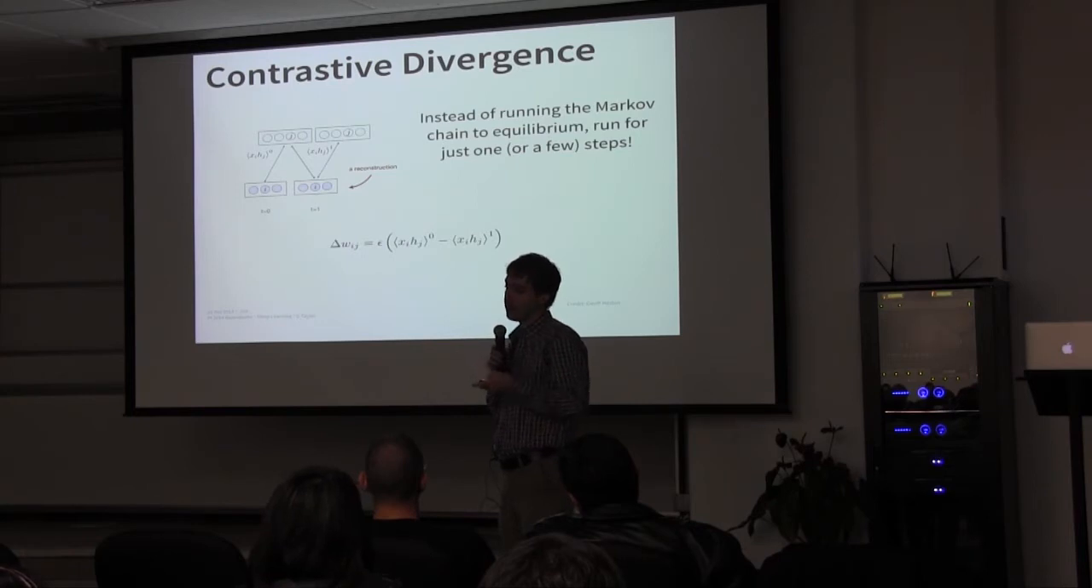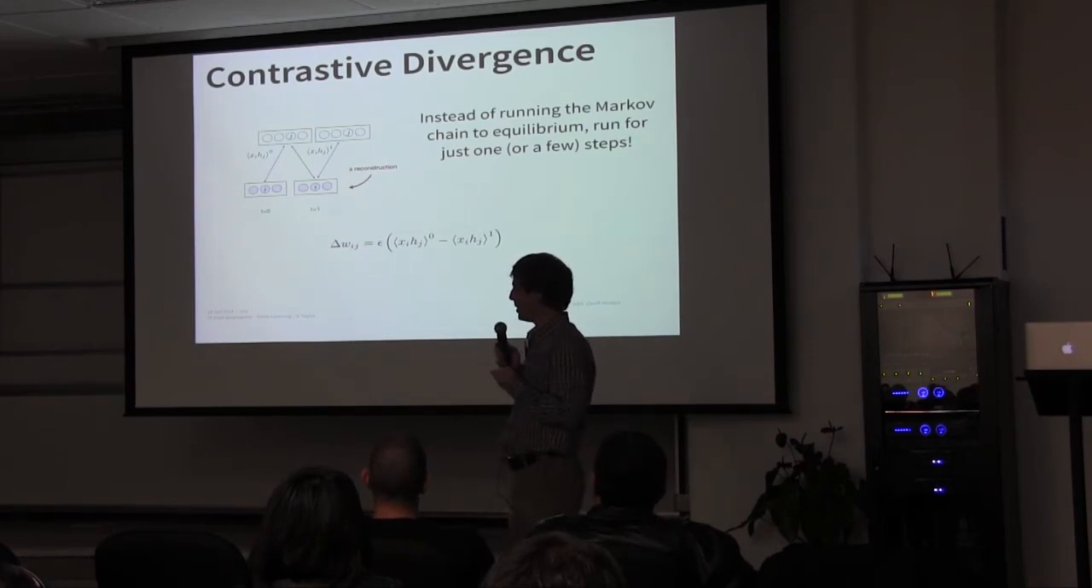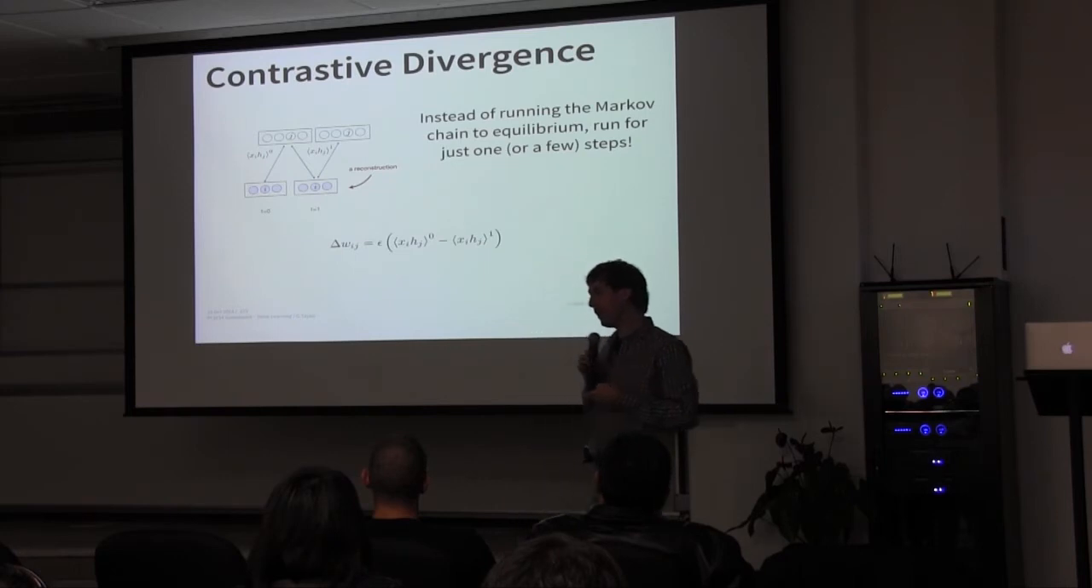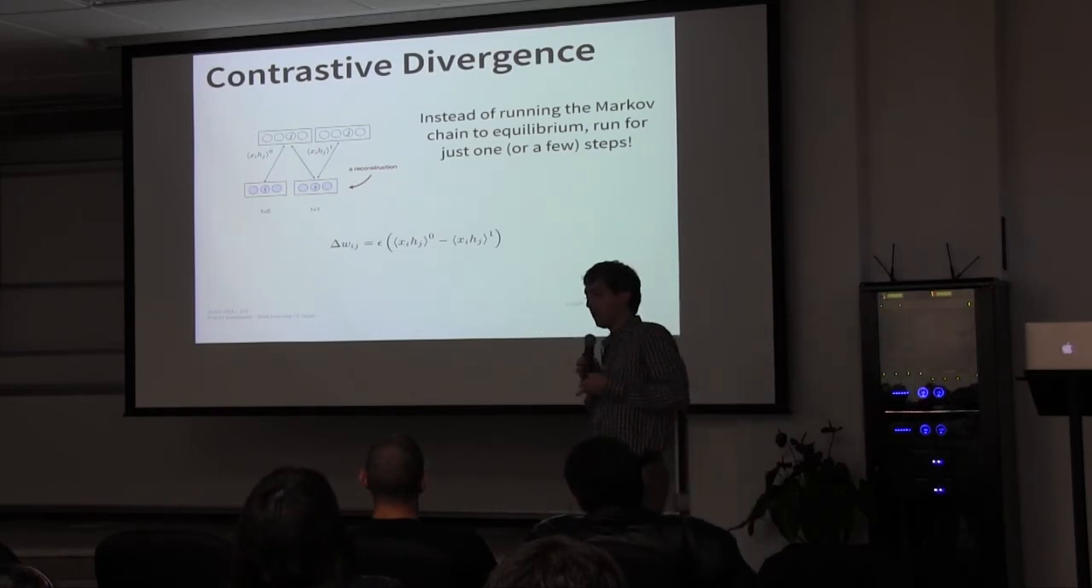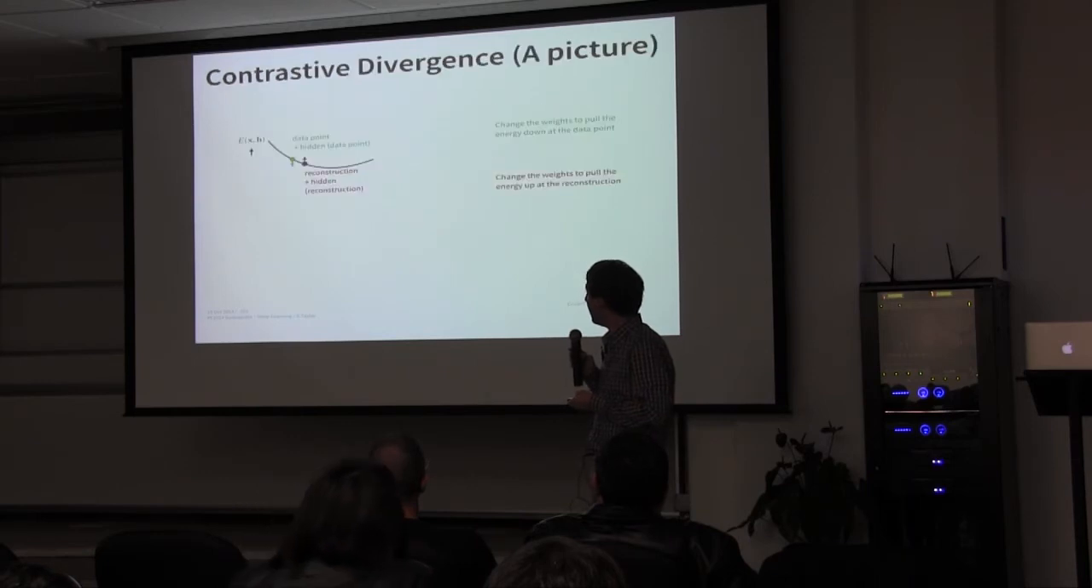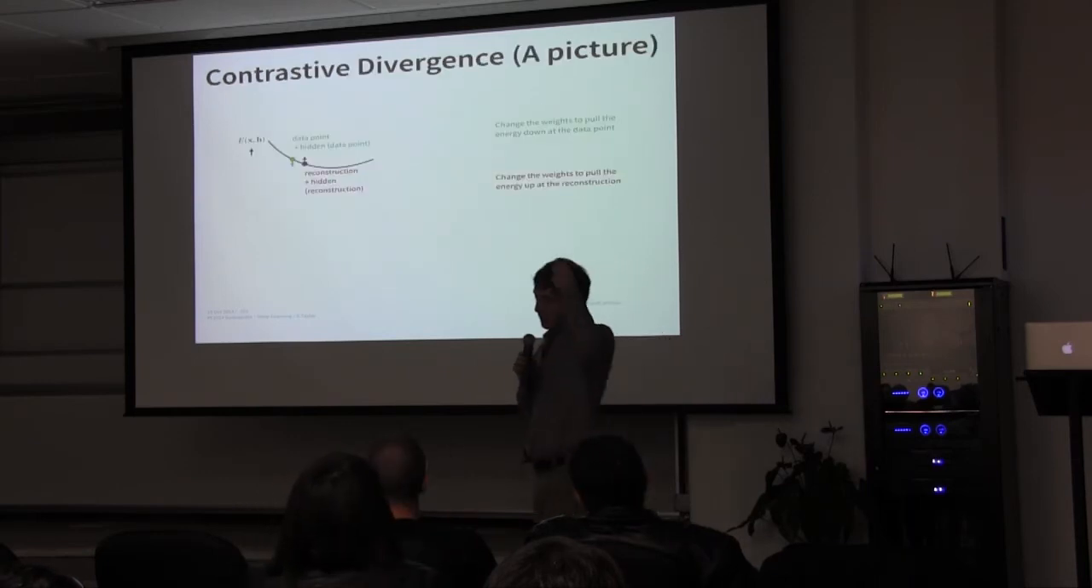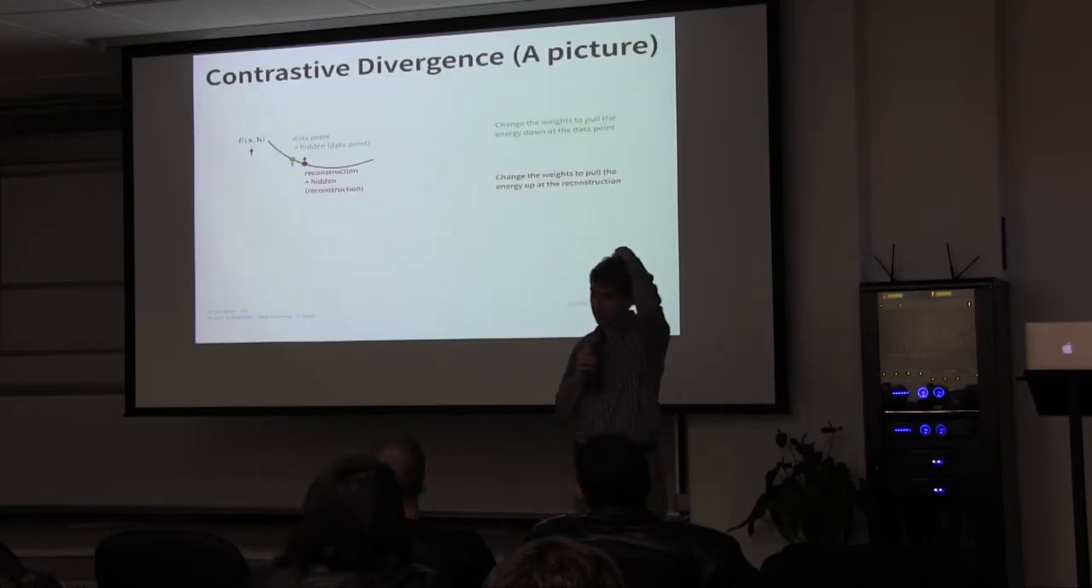You can also do what's called CDK, where you run the chain for a small fixed number of steps, like 5 or 10, or this may be also adjusted during learning. So this is basically the simplest learning algorithm, published in about 2002, and this got people starting to use RBMs, and this started the idea of pre-training deep neural networks and got people excited about deep learning.